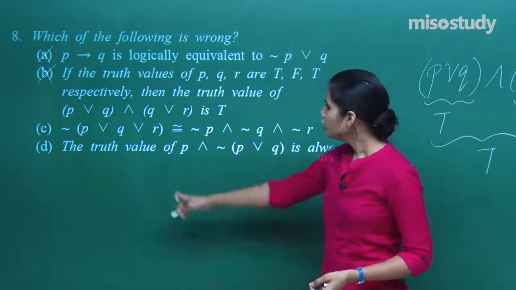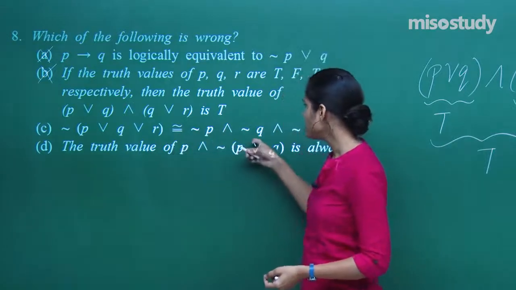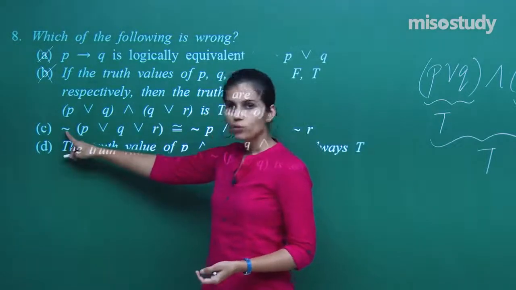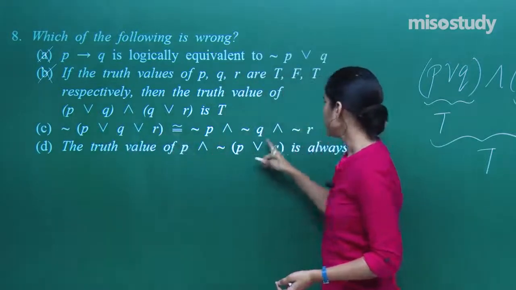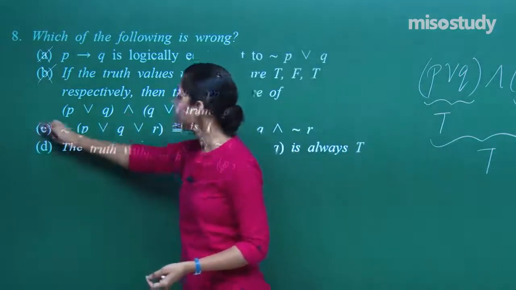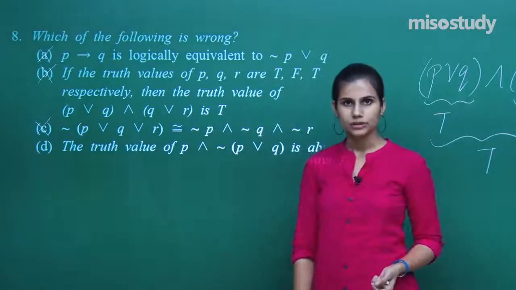Then you have not of this is logically equivalent to this. Now this is very easy. You know by the rule, this is not P and not Q and not R. So this is again the right thing. So for this question it is wrong.